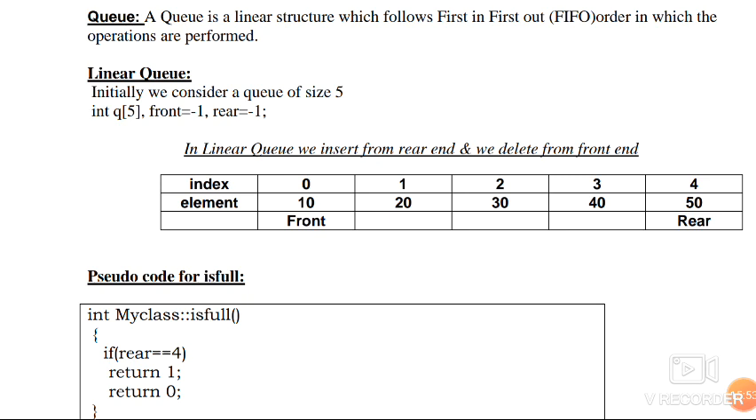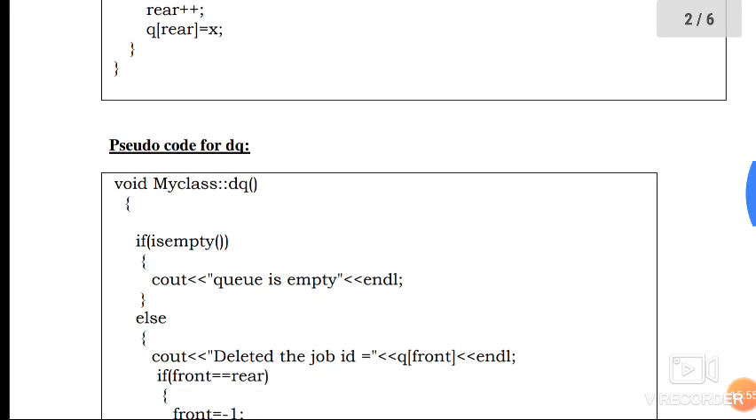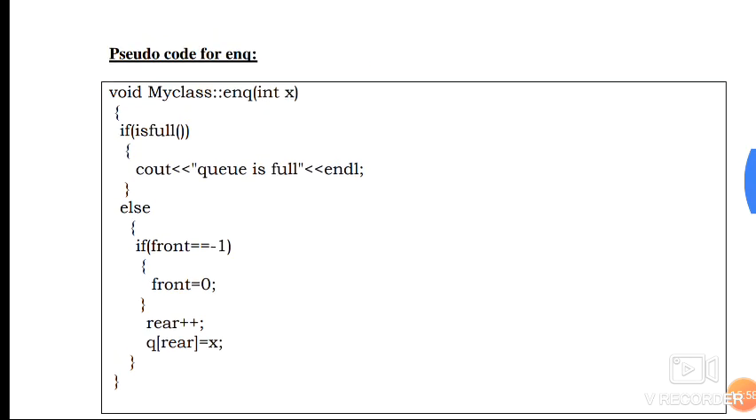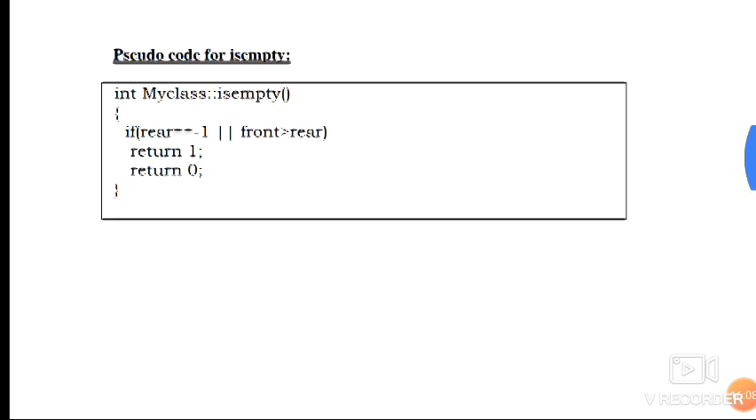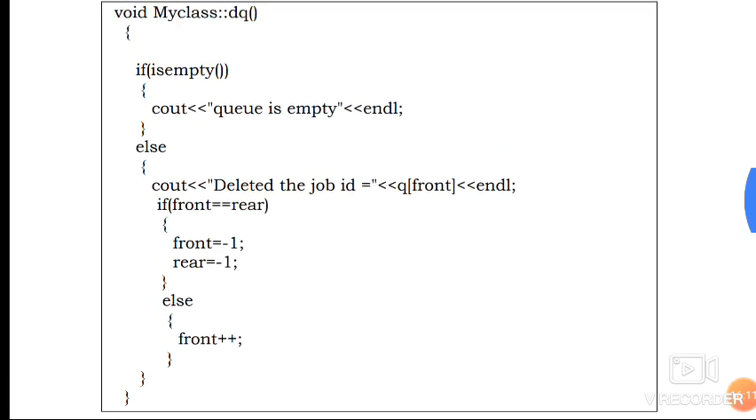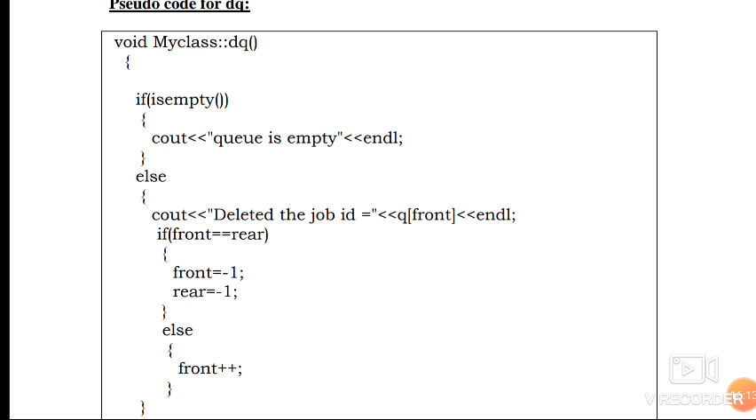Now if we try the dequeue operation, call is given to isEmpty. If rear equal to -1? No, because rear is at 4th index, so it will return not 1, it will return 0. That is, the condition is false. We enter into the else part. Deleted job id, that is deleted element, equal to q of front. The current front value is 0, so deleted job id is q of 0, that is 10.